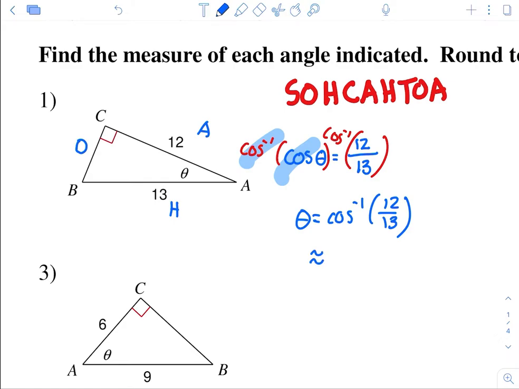If you have a Texas Instrument, press second, and then the cosine key, and you'll see cosine inverse of 12 divided by 13, and you get 22.6 degrees. Now, for those of you that are not sure how to do it, I'm going to bring up Desmos right now.